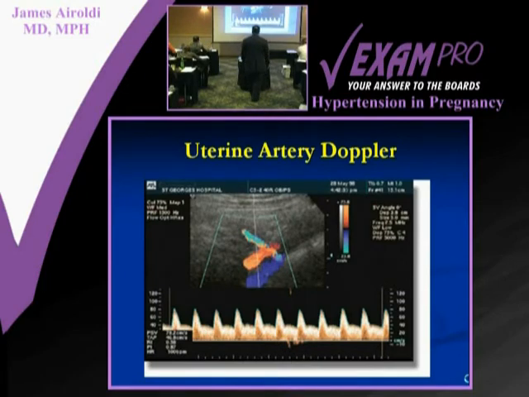Uterine artery Dopplers, again, can predict the severe cases. They do not predict the mild cases. This is a nice uterine artery Doppler, a lot of diastolic flow. Here's the two iliac arteries. Here's the uterine crossing over. You put your Doppler gate right on that vessel right there, and you'll get this waveform. It's easy. It's an easy test to do.